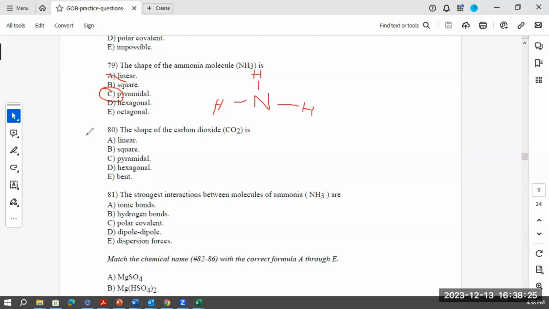Okay. Now here we have carbon dioxide. We know that carbon likes to be in the middle, right? So that means the oxygens are going to be on both sides. So chances are this is probably going to be linear. That's right.